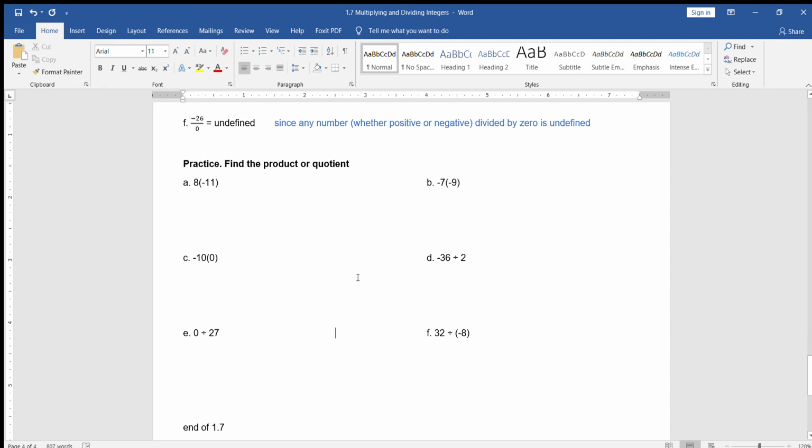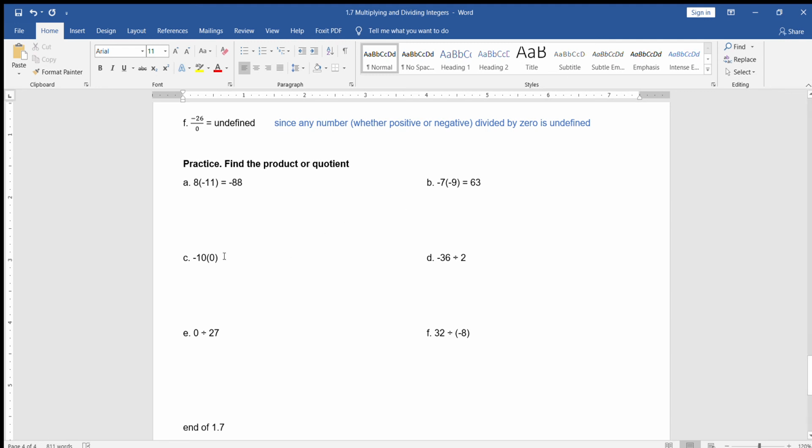Okay, hopefully you paused the video and did the practice by yourself. Now let's try this together. A, what is your answer? Negative, because they have different signs, so your answer should also be negative. Then we're just going to multiply 8 times 11, which is 88. For B, are we going to have a positive or negative? A positive. Do I need to put a positive sign? No need, right? So now we're just going to multiply 7 times 9, which should give you guys 63.